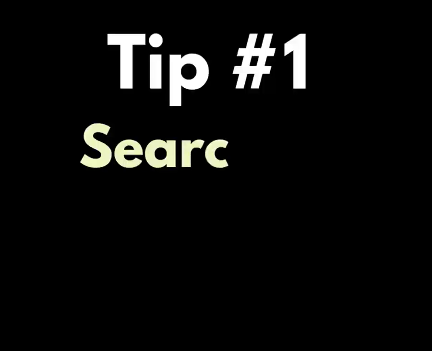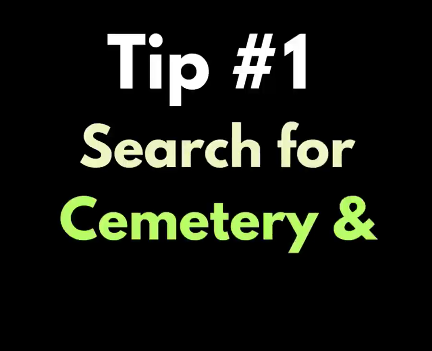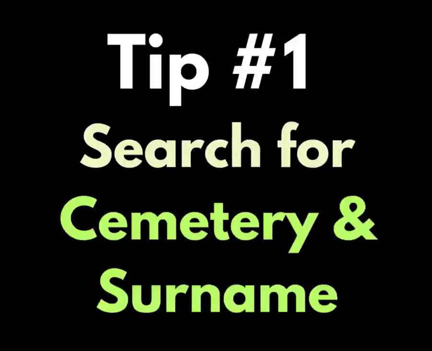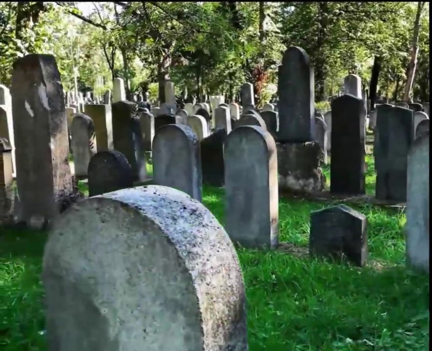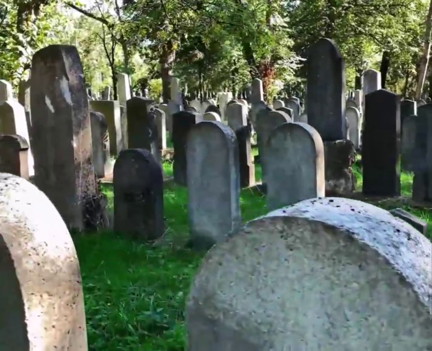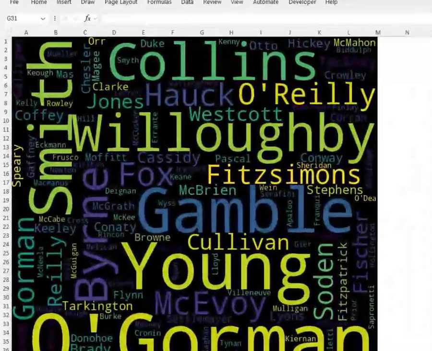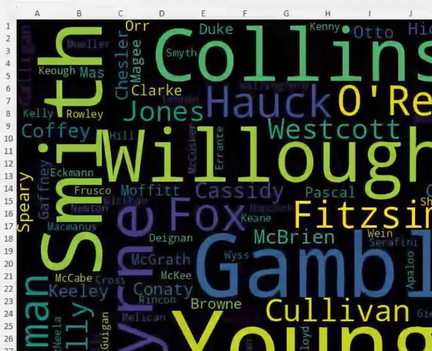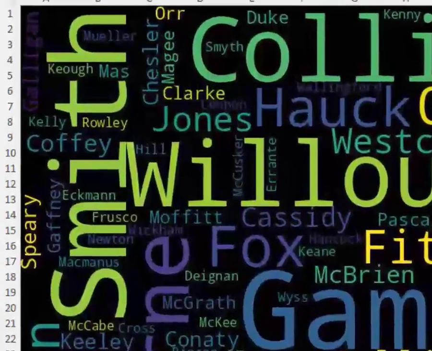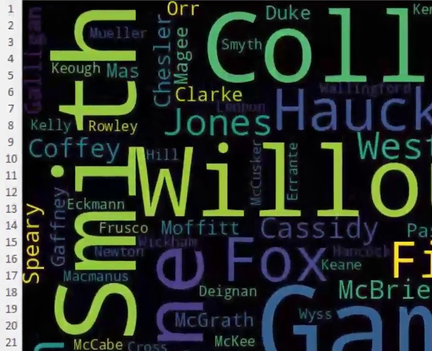Don't search for one person at a time. Search for a specific cemetery along with a specific surname. Families often bury their dead close together. This wider search can surface names you didn't even know to look for. Look for a cluster of the same surname in one plot. Then you can cross-check the birth and death dates against your own census and birth, marriage, death research.